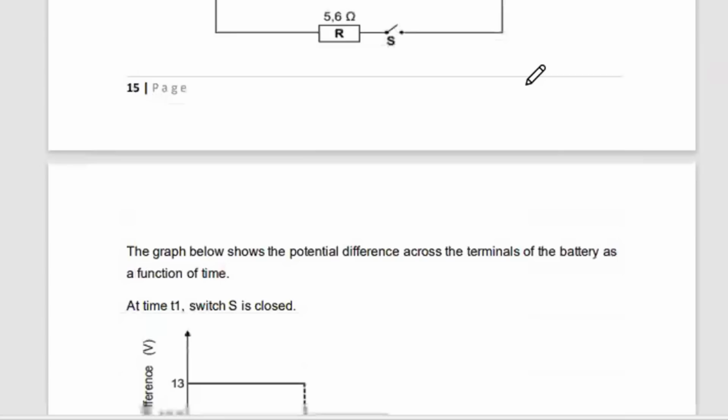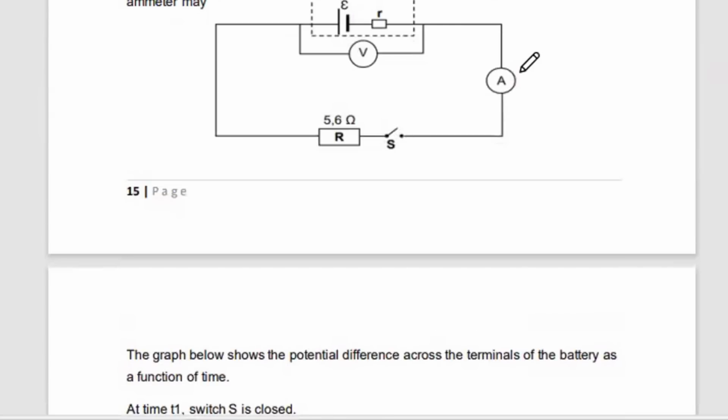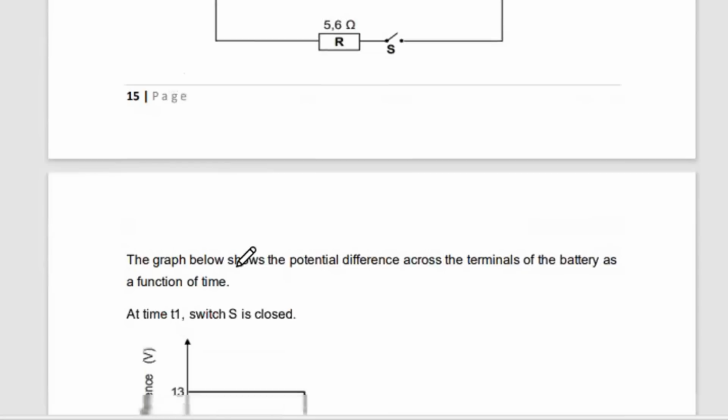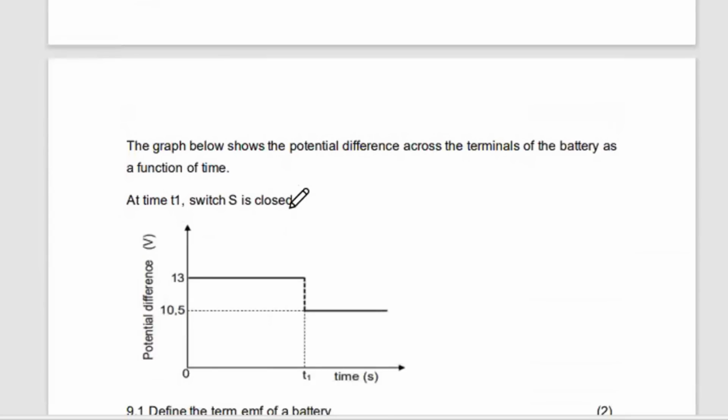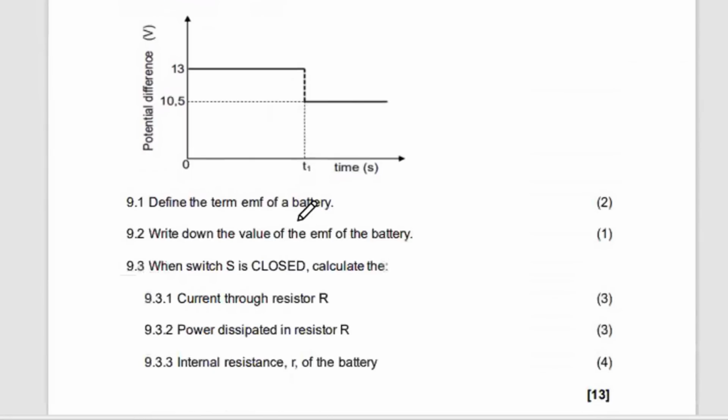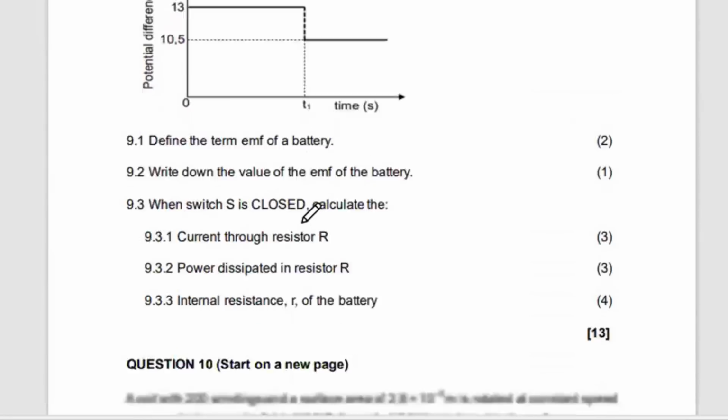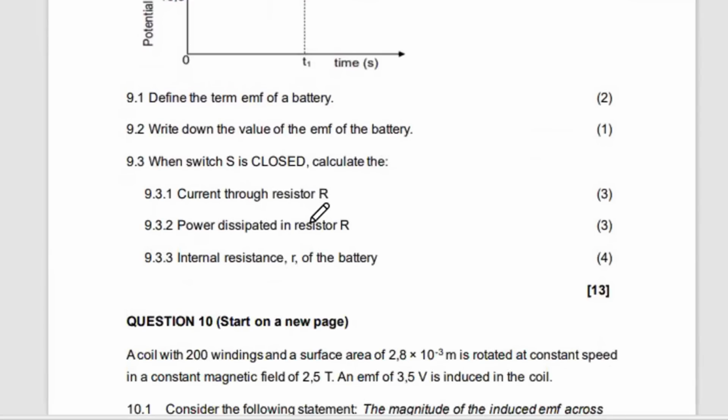All right, question number 9. The circuit diagram below, R has 5,6 ohms. It is connected together with a switch, ammeter, and high resistance voltmeter to a battery of some unknown internal resistance. There's internal resistance in grade 11. Okay. So the graph below shows the potential difference across the terminals of the battery as a function of time. So T1 is when the switch is closed. They want us to find what the EMF is.